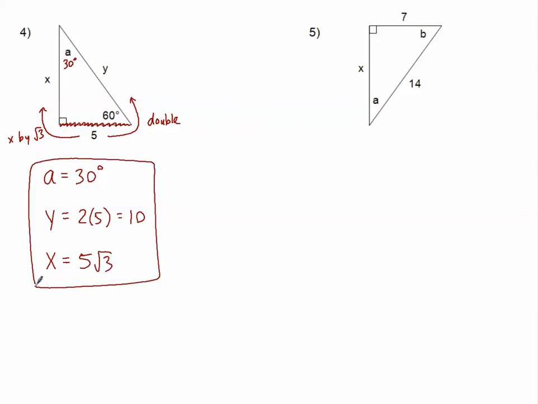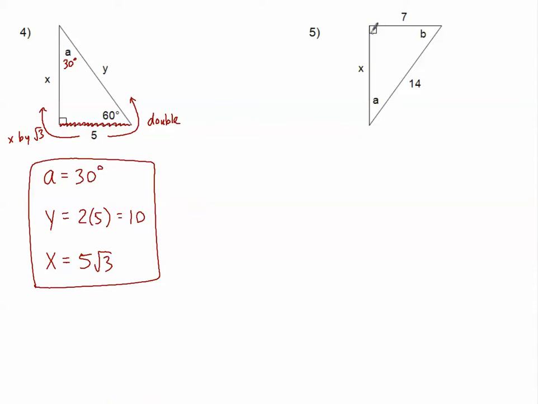It's a whole lot easier when you know a special pattern. You don't have to use Pythagorean theorem, though you could check it. You don't have to use SOHCAHTOA or any of the trig ratios. These are special patterns. We can find our exact values. Let's look at example 5.